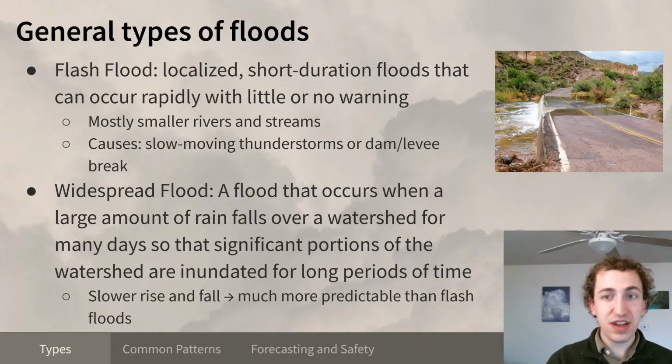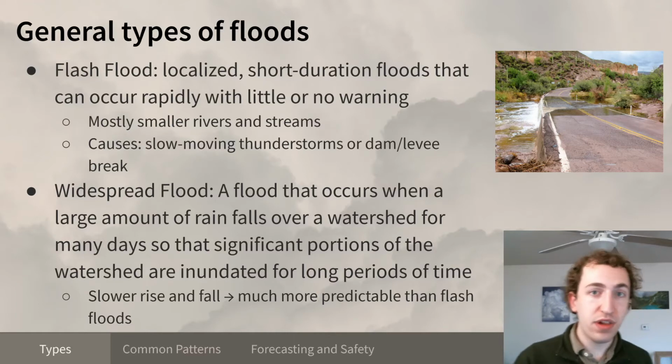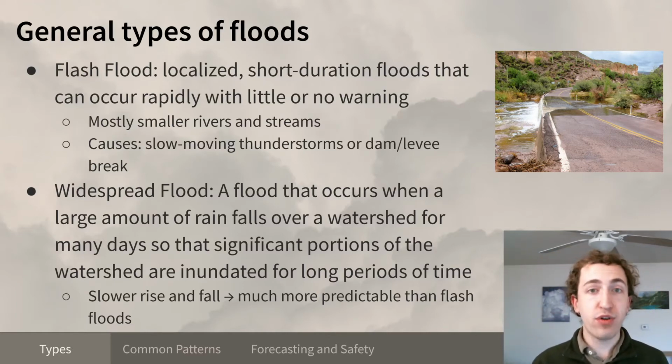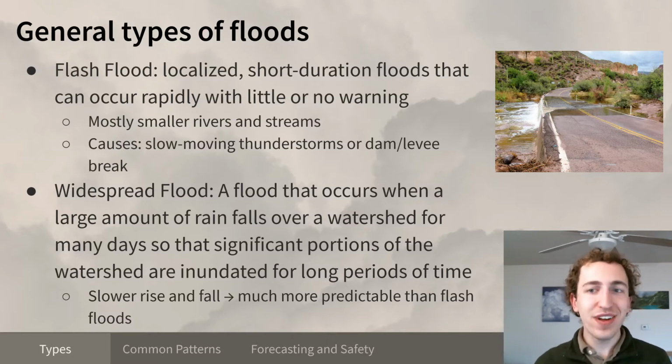A typical cause of these flash floods, where we get localized, short duration but severe flooding, is slow moving thunderstorms that drop a lot of rain in very localized locations, or where a dam or a levee breaks, where water that's held up in one location is no longer held up there and is released where it should not be.